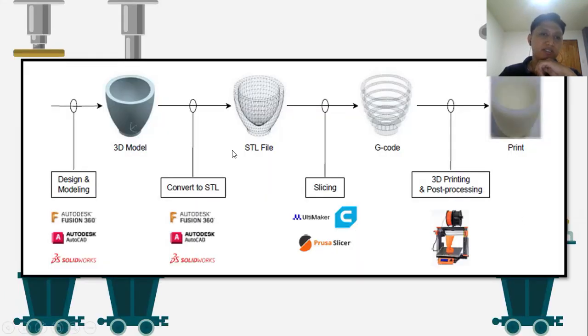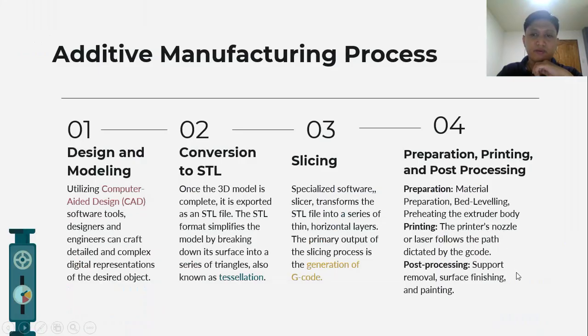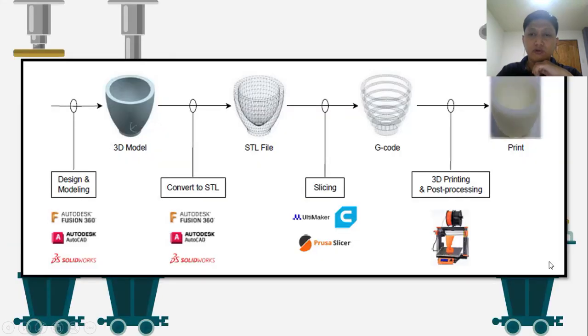The image here is the four steps or phases of the process, where I will give emphasis to this fourth one, the 3D printing and post-processing, since from the previous slide, we need first to prepare the material. So we need to load the filament in the 3D printer.